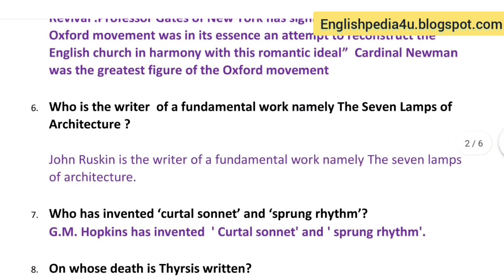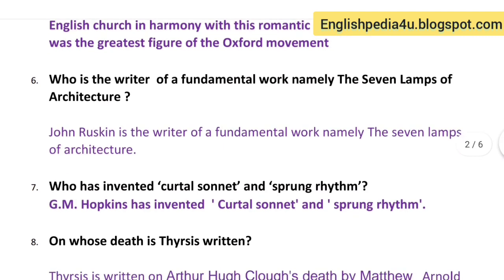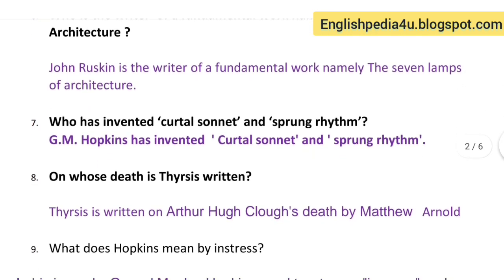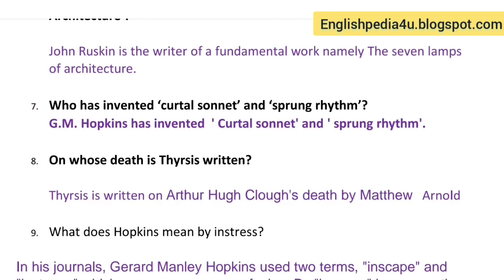Question number 6. Who is the writer of a fundamental work, namely The Seven Lamps of Architecture? John Ruskin is the writer of a fundamental work, namely The Seven Lamps of Architecture. Question number 7. Who invented curtal sonnet and sprung rhythm? Gerard Manley Hopkins invented curtal sonnet and sprung rhythm.